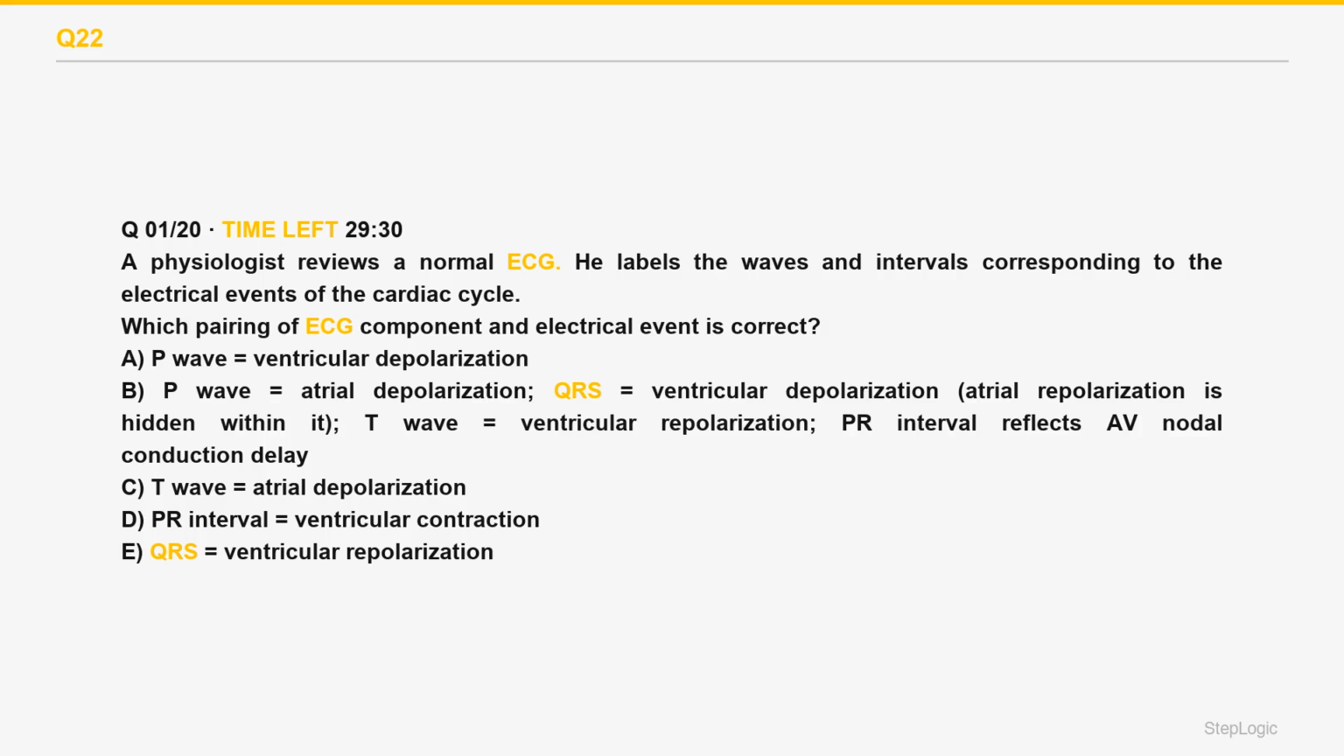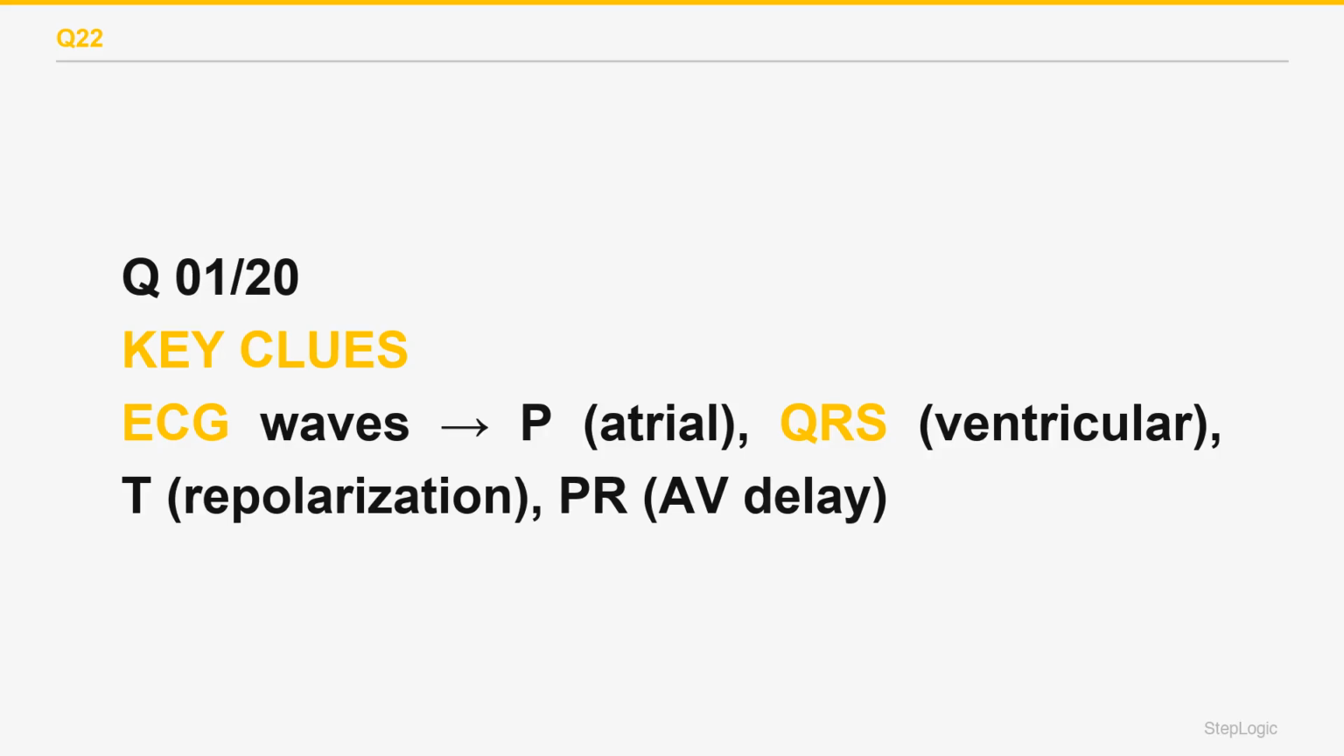P, atrial depolarization; QRS, ventricular depolarization; T, ventricular repolarization; PR, AV delay. The ECG maps directly onto the heart's electrical events. The P wave represents atrial depolarization, which triggers atrial contraction. The QRS complex represents ventricular depolarization, triggering ventricular contraction. Atrial repolarization occurs at the same time, but is hidden within the larger QRS.